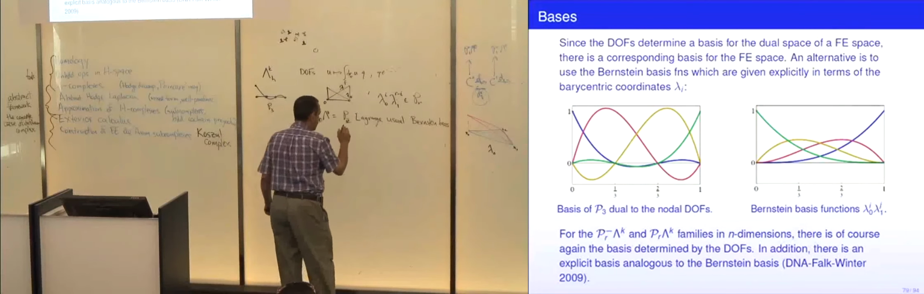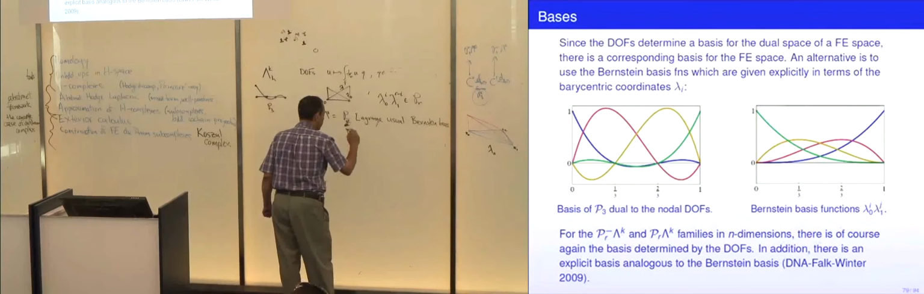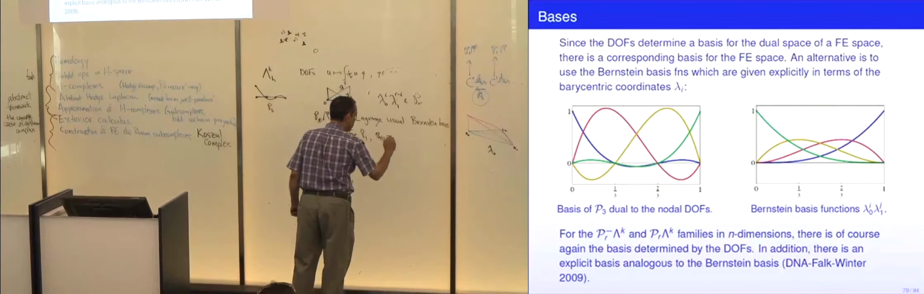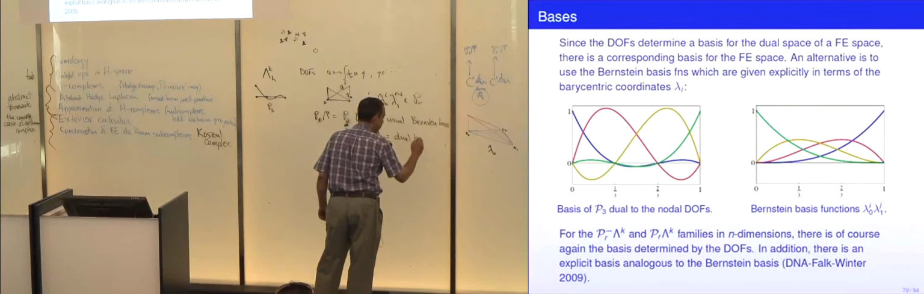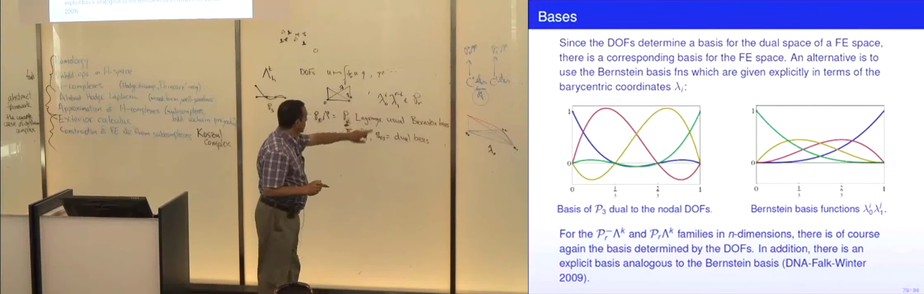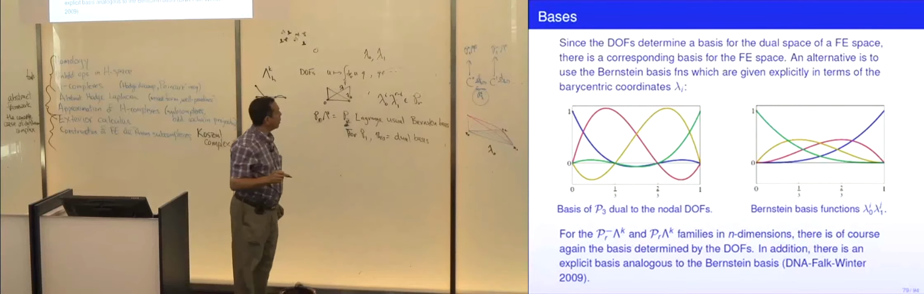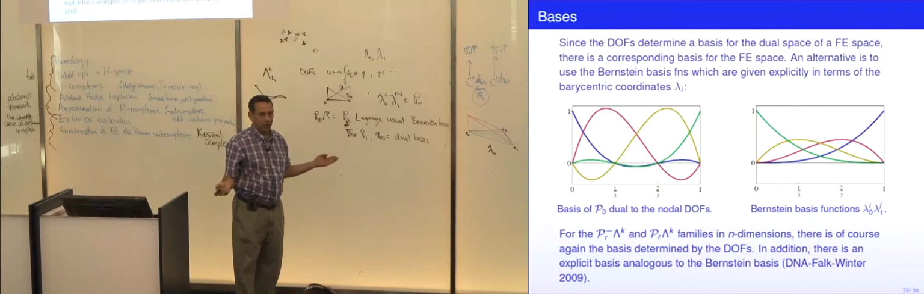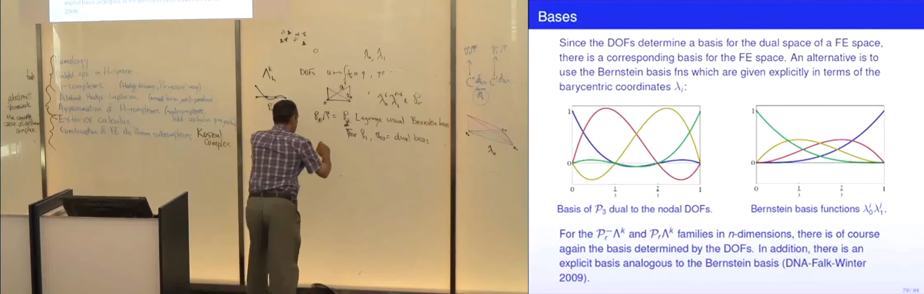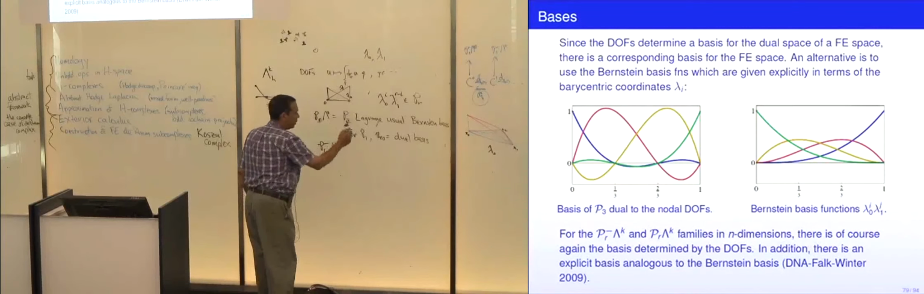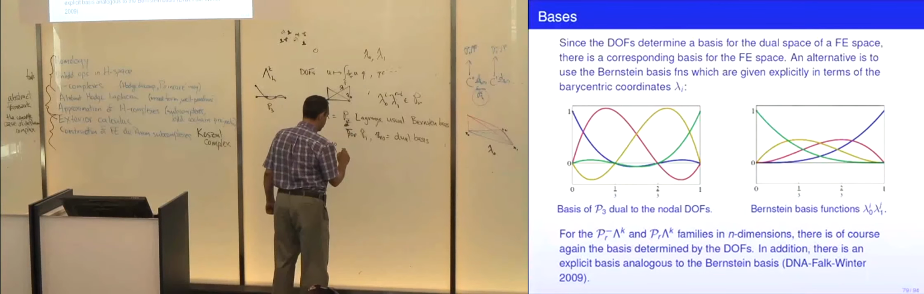And an interesting point, which we already saw, is that if you go down to the case of P1 Lagrange, this is equal to the dual basis. So the Bernstein basis for P1 is just lambda 0, lambda 1, and the barycentric coordinates for P1 are just lambda 0 and lambda 1. They're the same thing. So for P1 minus lambda 0, it's going to turn out that the analog of the Lagrange basis is the dual basis.